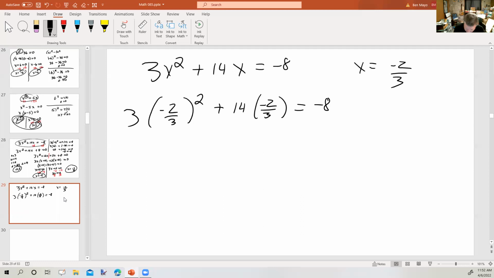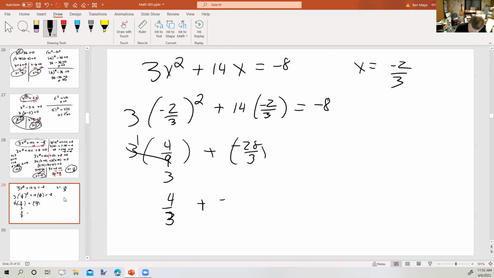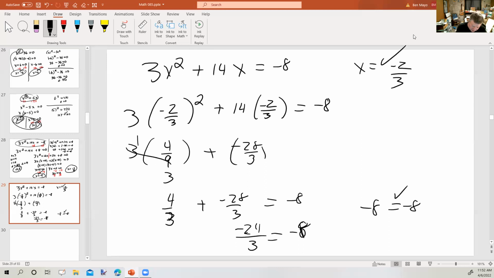All right, so what do we have here? We've got 3 times -2/3 times -2/3 would be 4/9. I could reduce that down to 4/3. And then I've got plus -28/3. So plus -28/3 equals -8. Well, 4 plus -28 is -24. So -24/3 equals -8. And -24/3 is -8. -8 equals -8. Check, check, check. It all works.